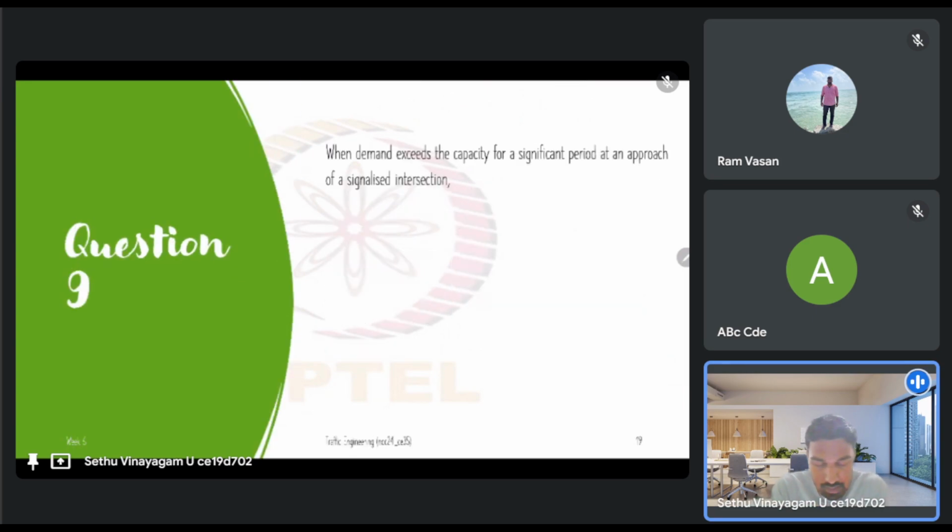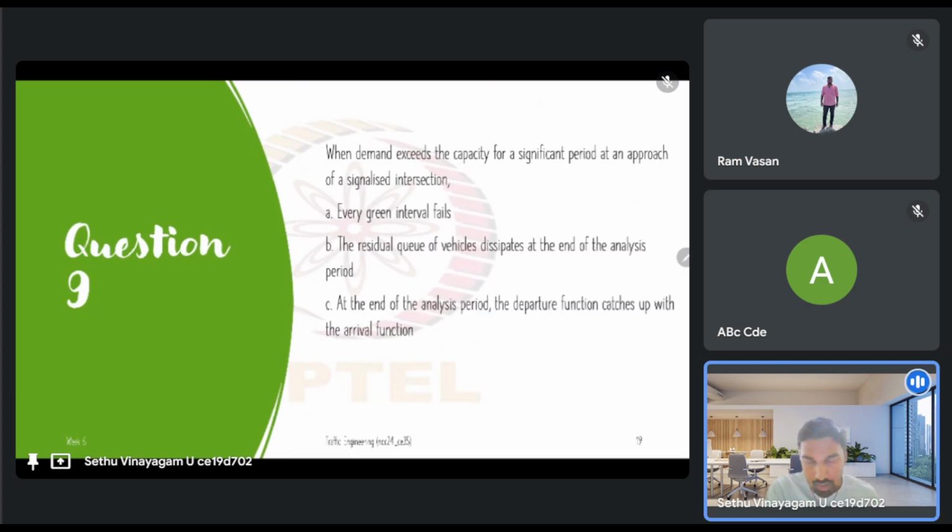Question 9: when demand exceeds the capacity for a significant period at an approach of a signalized intersection, choose which statements are correct here. Option A is every green interval will fail. Option B is the residual queue of vehicles dissipates at the end of the analysis period. Option C, at the end of the analysis period, the departure function catches up with the arrival function. Option D is the overflow delay component grows over time and dwarfs the uniform delay component. So again, more than one may be correct.